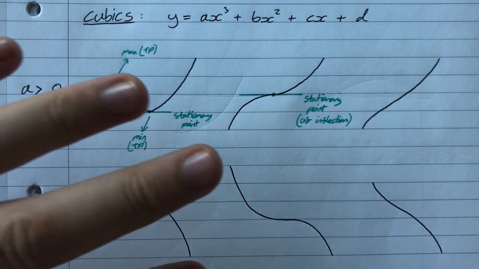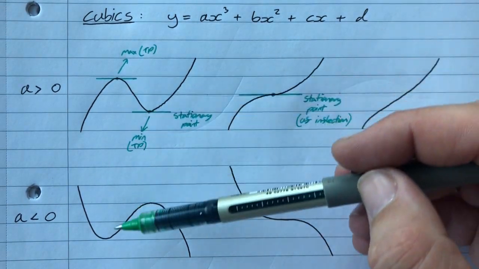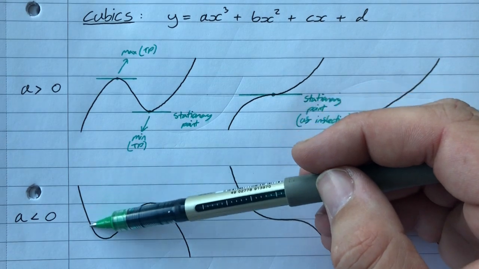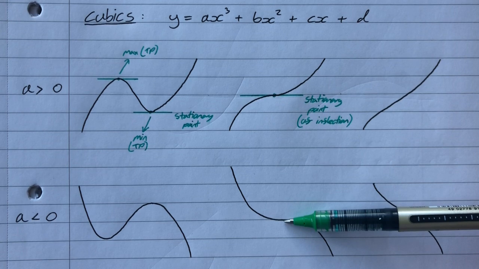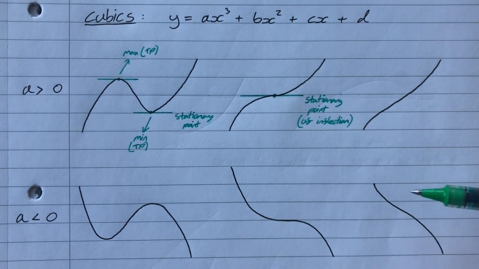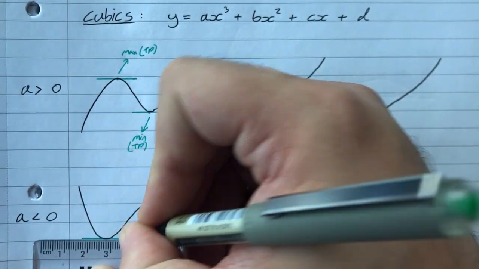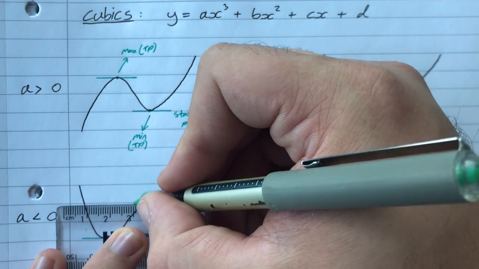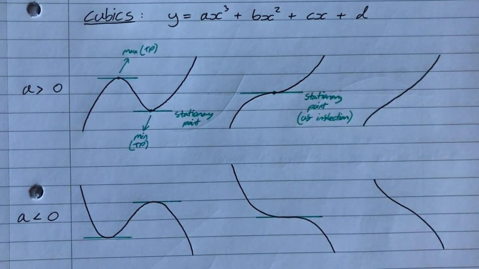If A is negative, then these kind of get mirrored. So we could have another curve with 2 stationary points, but this time the minimum occurs first, and then we have the maximum. We could have a negative gradient going into a stationary point of inflection, and then negative gradient to follow, or the whole thing has a negative gradient. Okay, and again, these correspond to your turning points, your stationary points. So 2 on that one, or you could have 1 on this one, or none. All right, so those are the cubic shapes.